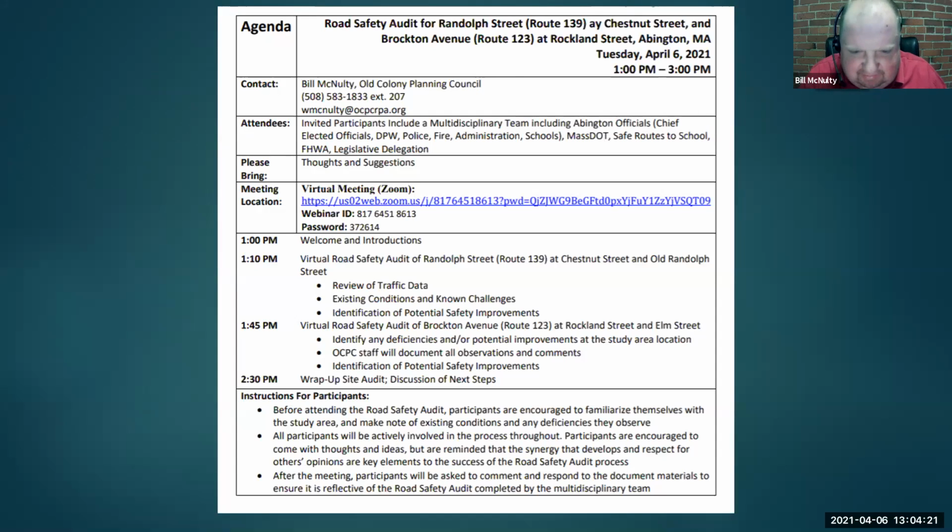For those of you who haven't been through the road safety audit process before, this is really meant to be an open discussion, open participation amongst everybody. I'm going to go the next 10 minutes or so talking about some background data with this intersection, and then we'll get down to the nitty gritty of identifying issues that we see with this intersection and any potential improvements that can be made. But first, start with introductions.